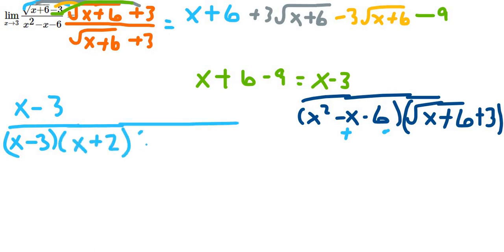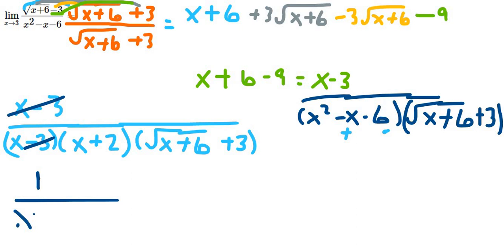And then we still have the square root of x plus 6 plus 3. Now we can note that the x minus 3 terms cancel each other out, so it's really 1 over all this stuff. And now this might be really beneficial, because if we put 3, which was our goal, into this bottom equation, we'll see what it turns out. And hopefully it's not 0, or we're going to have another problem.